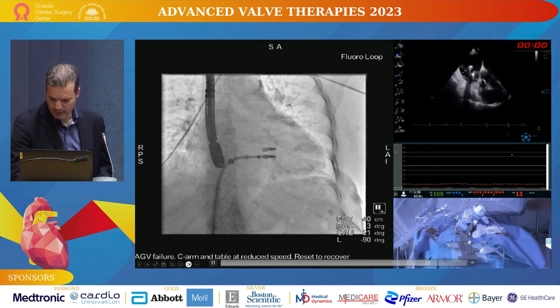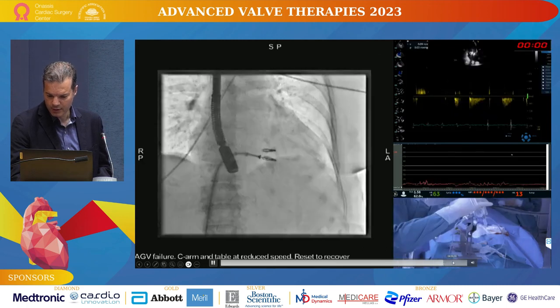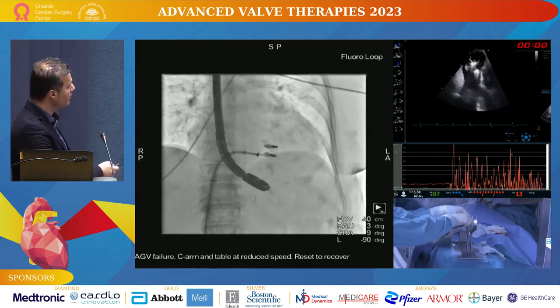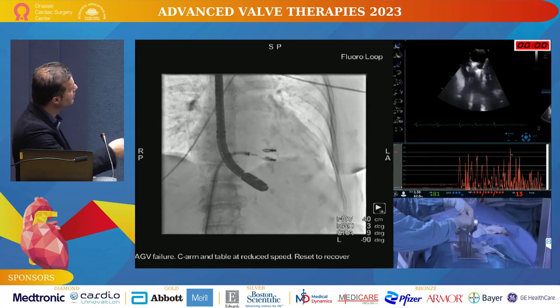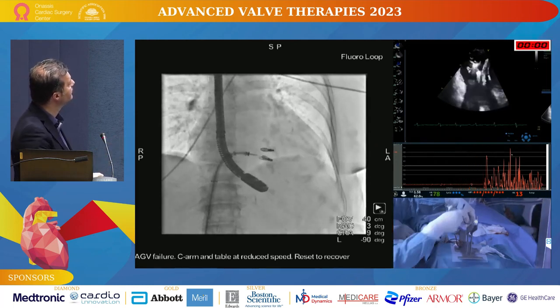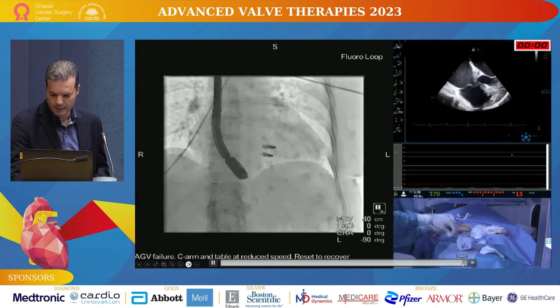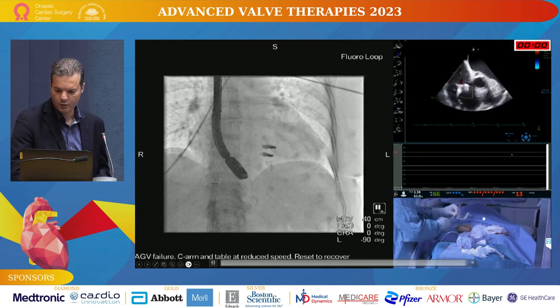Okay, and I think this is pretty much it. For the interest of time, this is the release of the clip, you can see, and this is the final result on the transgastric view there. And that's pretty much it. Patient did very well, went home in 2 days, and overall the result was excellent. So thank you very much for your attention.